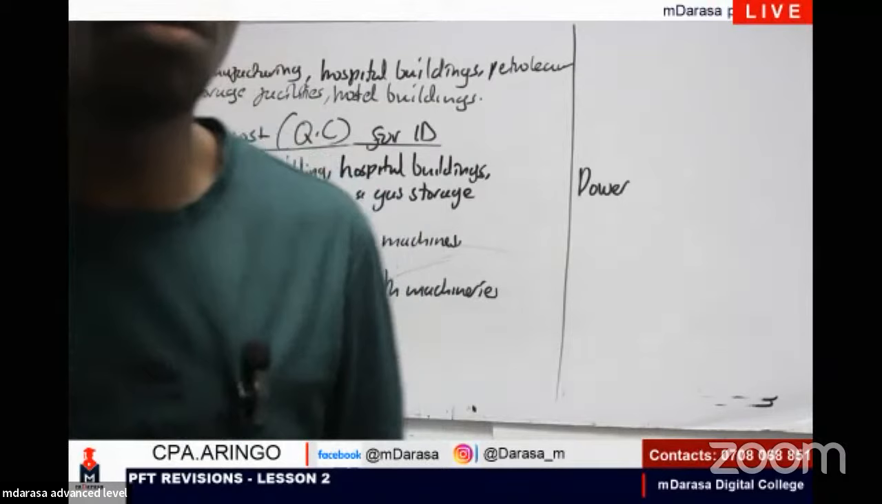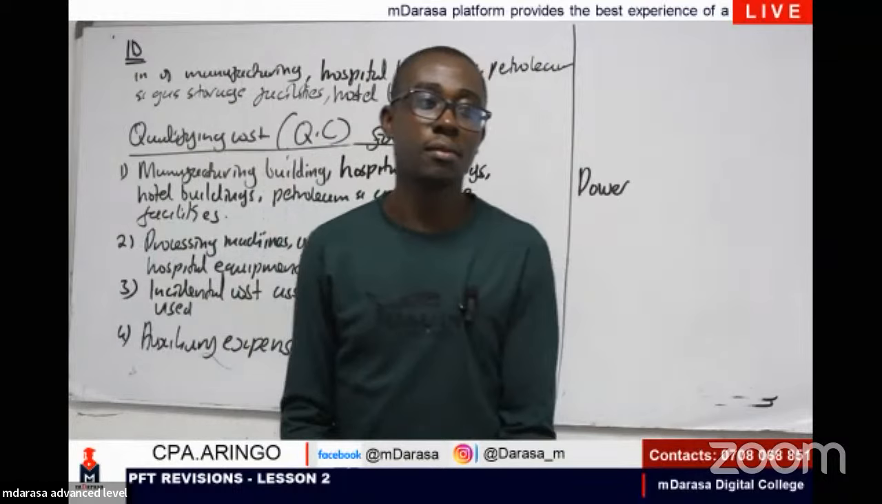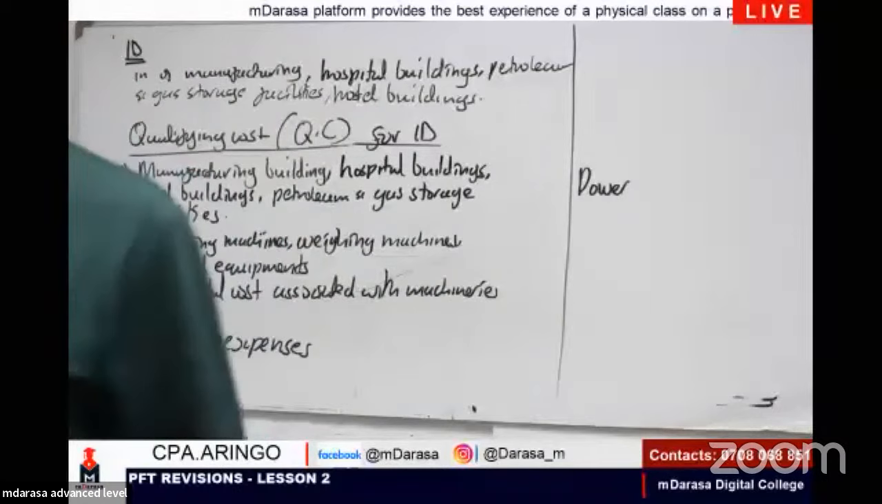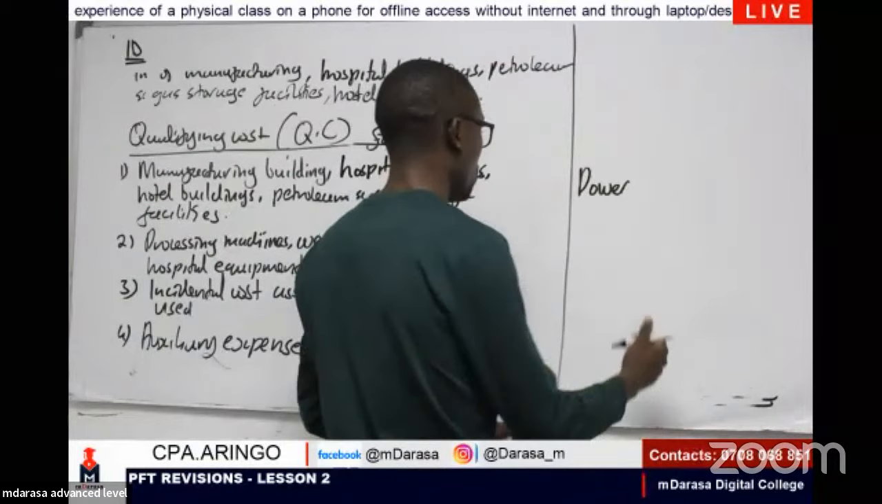Eunice, uko kwa manufacturing area, alafu stima zimepotea, alternative yake itakuwa ni nini? Alternative ya stima ni nini? Generator, right? In this case, stima ikipotea, utafanya nini? Utatumia generator. So, generator is part of it.